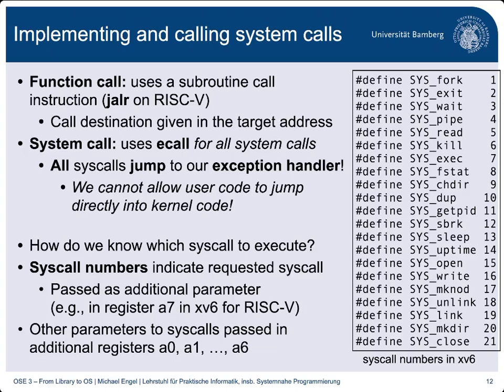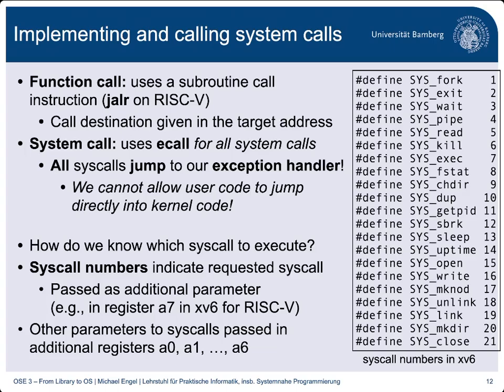So we've already seen a function call uses a subroutine call instruction, JLR in RISC-V, and the destination of the call where we want to jump to is given in the target address which we pass to this JLR instruction. Whereas the system call uses an eCall instruction which does not take a parameter, so all syscalls and some other stuff always jump to the same function inside of our kernel, which is our exception handler.